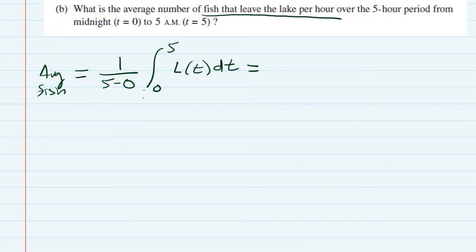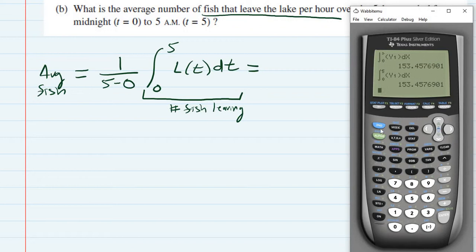Well, this integral right here is going to give me the number of fish that leave. Right, so this is the number of fish leaving. And then what I'm doing is I'm basically going to be dividing this by the time period, 5 hours. So this will give me fish per hour. I'm going to enter this into my calculator exactly as I have it here. I'm going to start off by creating a fraction. So I'm going to say 1 over 5.